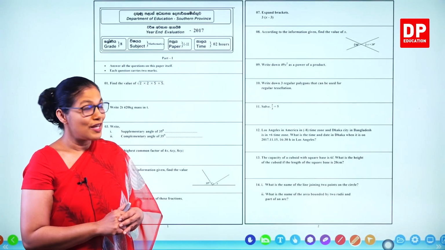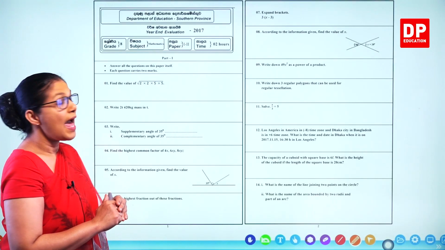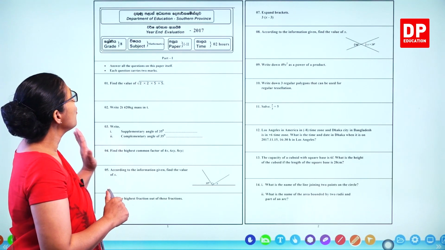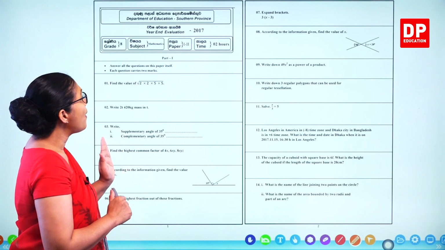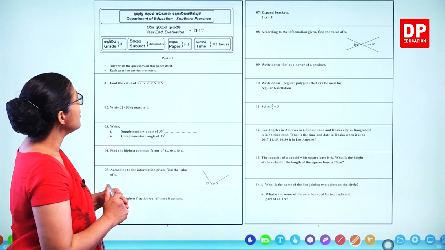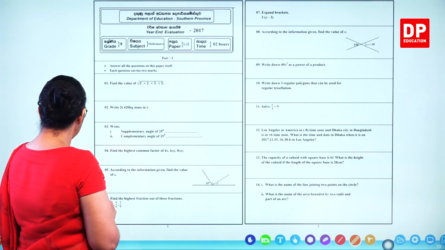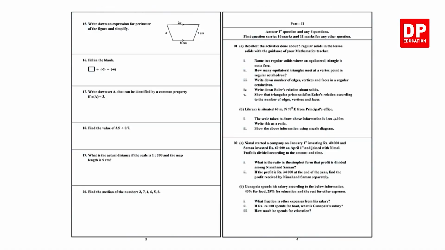Grade 8 students, today I am going to do the Year-End Evaluation 2017, Department of Education Southern Province paper, and this is a 2 hours paper. You get part 1 and part 2. Part 1, 20 short questions. Each question carries 2 marks. First page 1 to 6, 7 to 14, then 15 to 20.